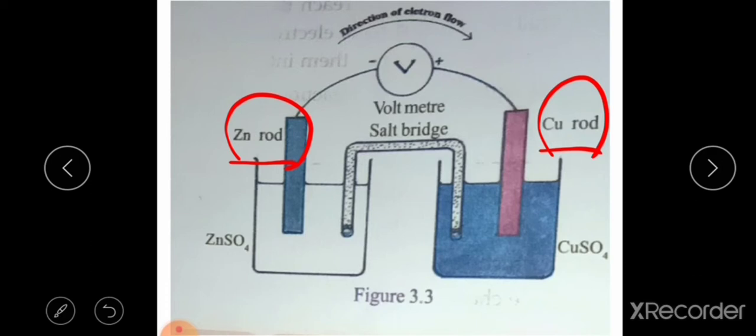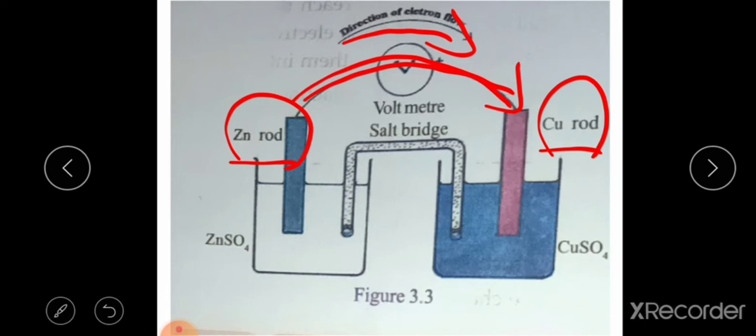So dear students, here zinc donates 2 electrons to the copper. These electrons move towards the less reactive metal through the connecting wire. That 2 electrons moves through the connecting wire to the copper rod. So we can say there is a flow of electrons from zinc to the copper rod. Here you can see the arrow mark. This arrow mark indicates the flow of electrons, from zinc to copper rod.